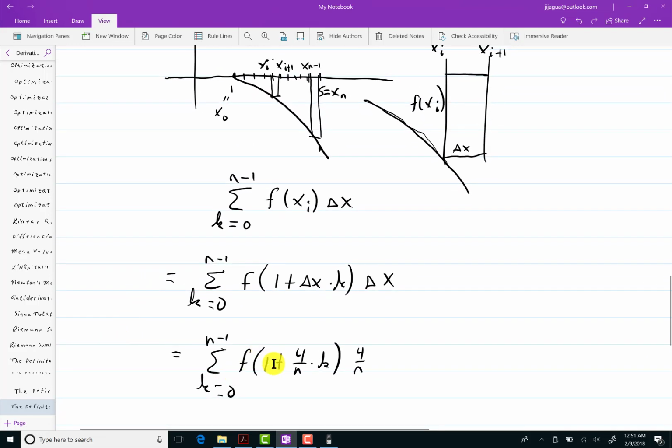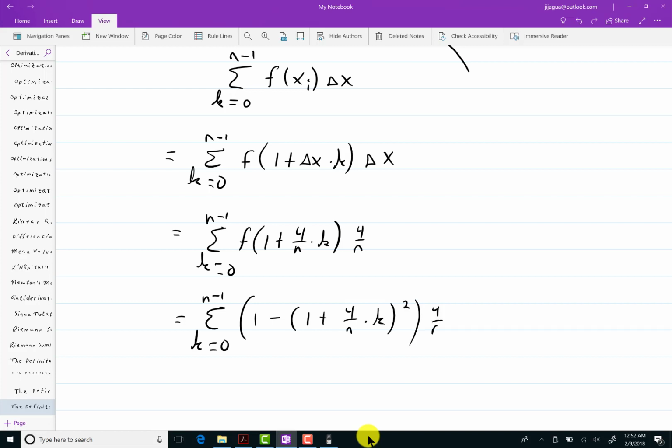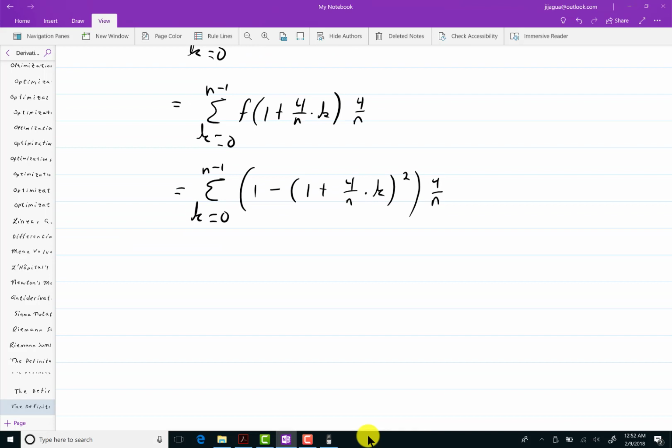When k is 0, I am at 1. And then by the time k equals n minus 1, I am at this place here, because my k will be n minus 1. That matches x sub n minus 1. That matched x sub k. So there we go. Let's go ahead and throw it into the formula. This is the summation, k equals 0 to n minus 1, 1 minus this stuff squared, times 4 over n. As before, I'll FOIL this out.